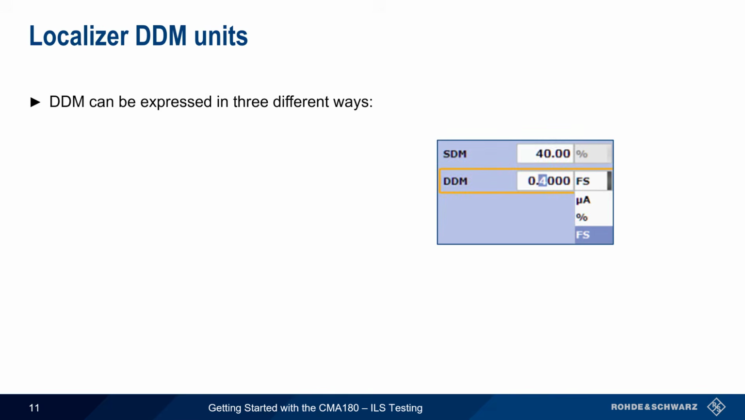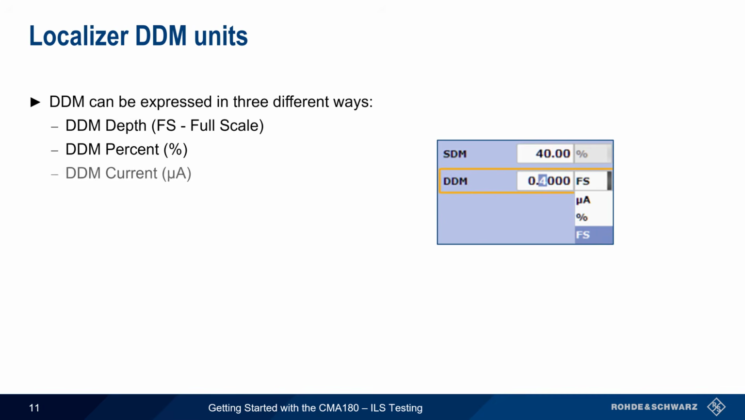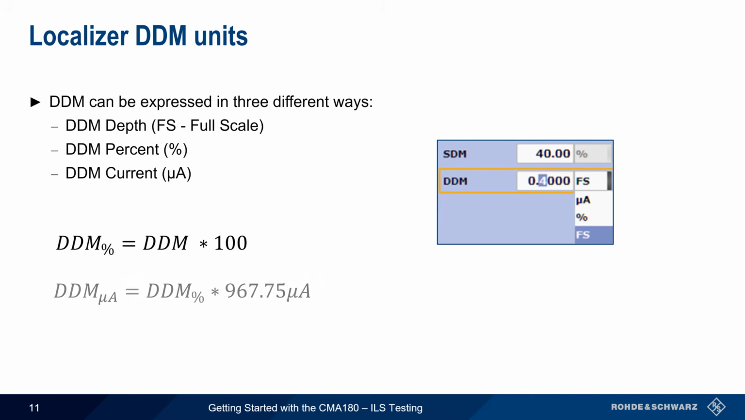Difference in depth of modulation can be expressed in three different ways: DDM depth, DDM percent, and DDM current. DDM current refers to the amount of current supplied to the localizer gauge, or dial. The amount of left-right needle deflection is a function of this current. The conversion between units is done using simple formulas. Note that the 967.75 microampere conversion value is derived from the standard 150 microamps value at a DDM of 15.5%, which is the difference in depth of modulation normally seen at the outer edge of an ILS course sector.